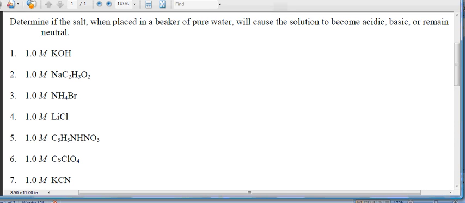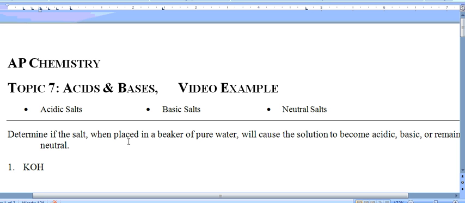The 6 strong acids you should know are hydrochloric, hydrobromic, hydroiodic, nitric acid, sulfuric acid, and perchloric acid. Those are the 6 strong acids. If you're not familiar with those formulas, I highly recommend that you actually take a look at those. Alright, these 7 questions here are 7 salts. I'll be asking you to determine if they'll cause the solution to become acidic, basic, or remain neutral when placed in pure water.